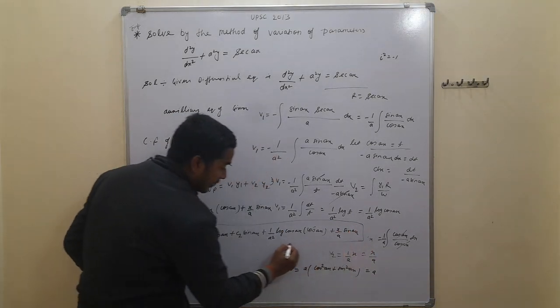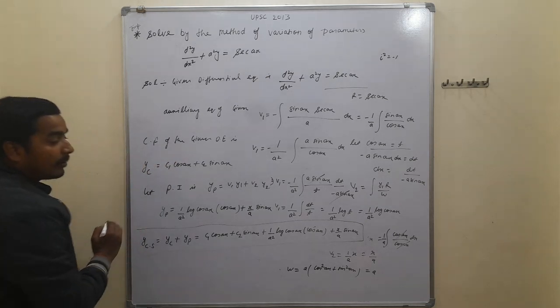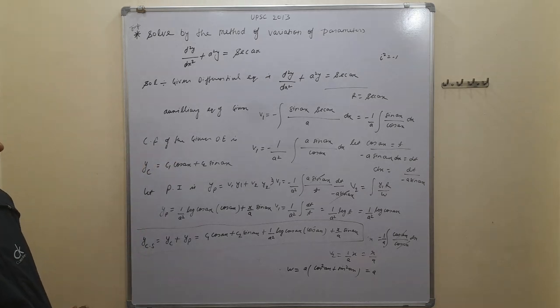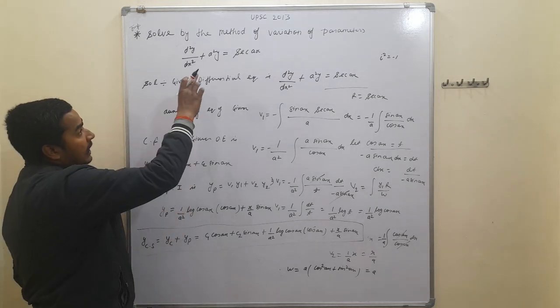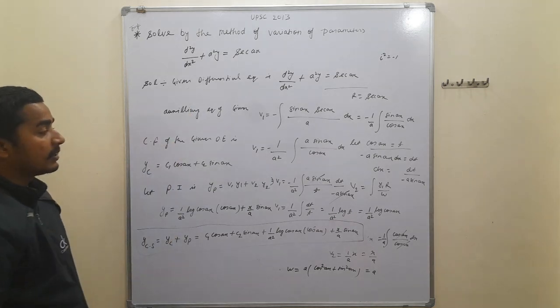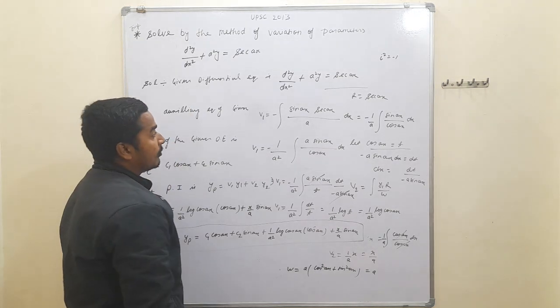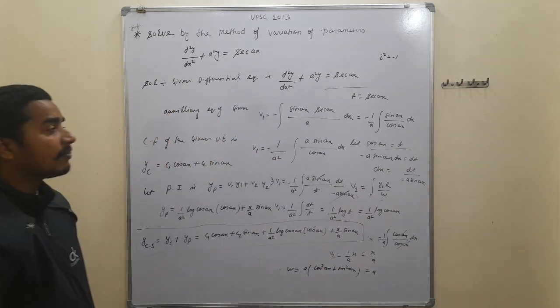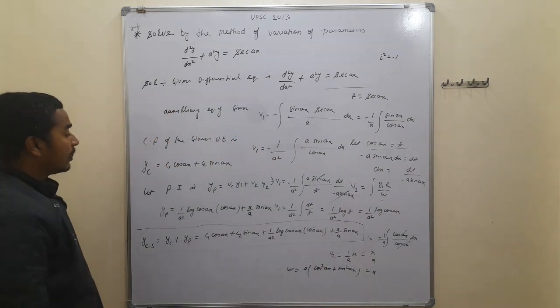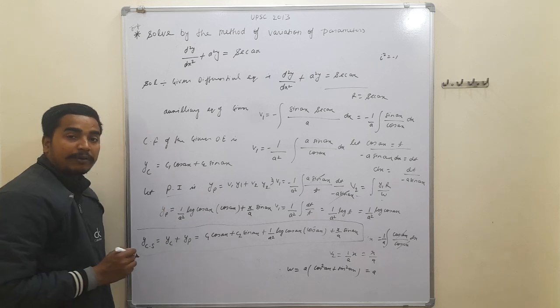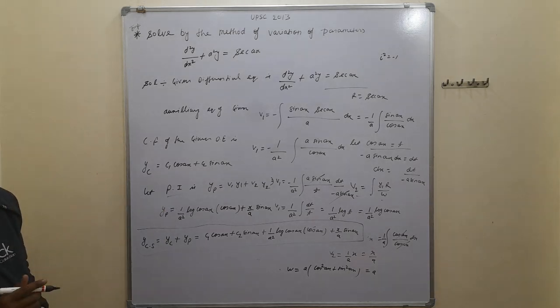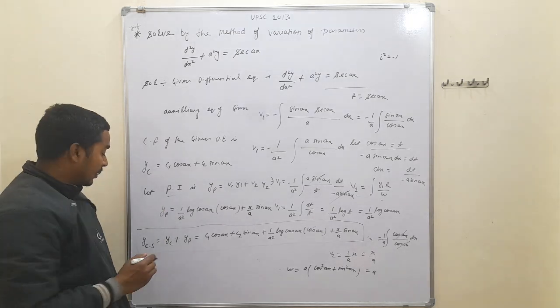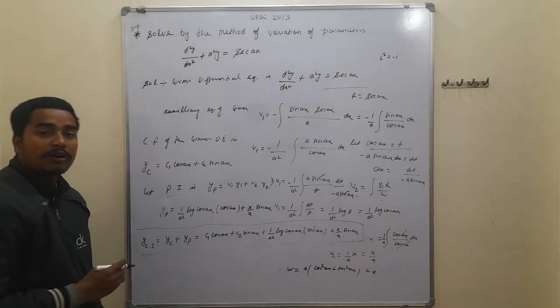UPSC asked this in 2013 for 10 marks. When we have to solve with the help of the method of variation of parameters, we must remember the formulas for v1 and v2. First we find the complementary function, then we find the particular integral, and we add the complementary solution plus the particular integral. We get the general solution or complete solution.